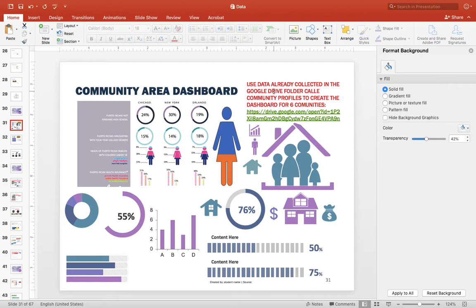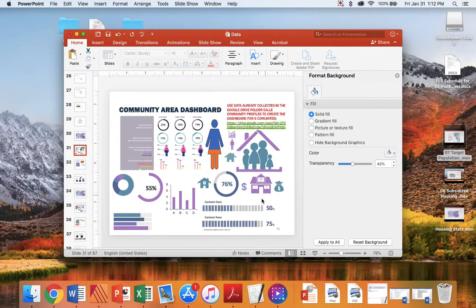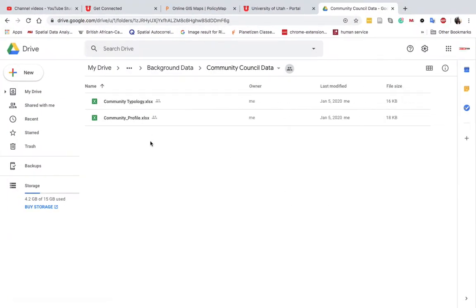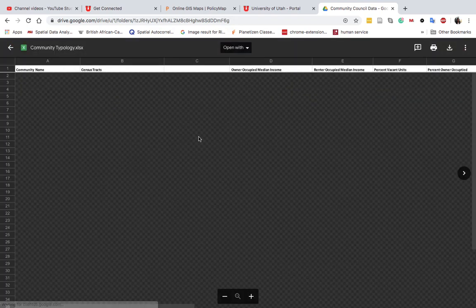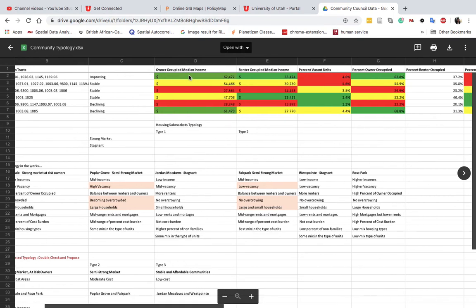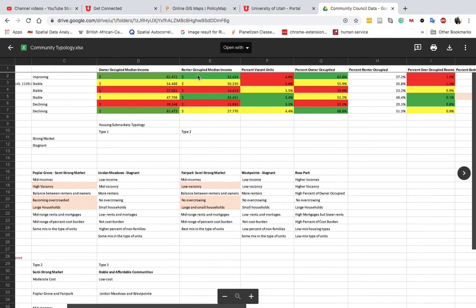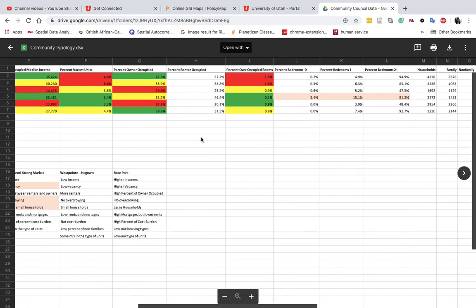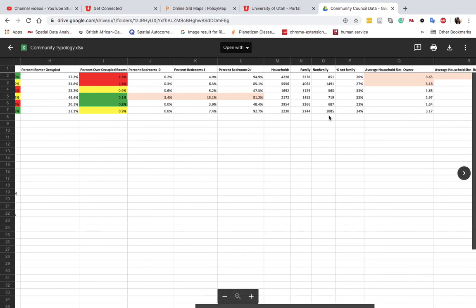You just have to go to the Google Drive folder and find the file where I already collected the data. So if you go to the Dropbox, you will find this community typology, and I already created these typologies. So I collected data: owner occupied median income, renter occupied, vacant units, percent owner occupied, renters, and so on.